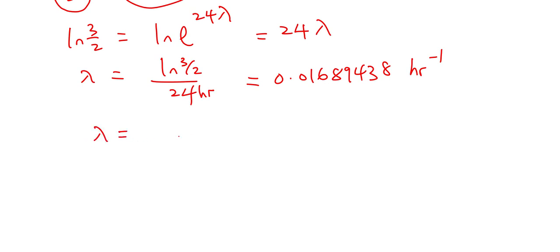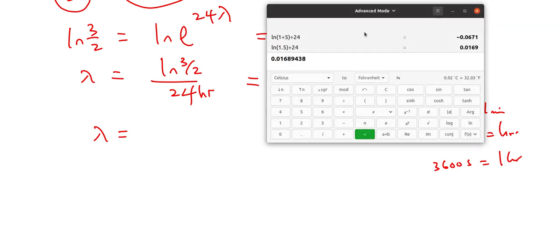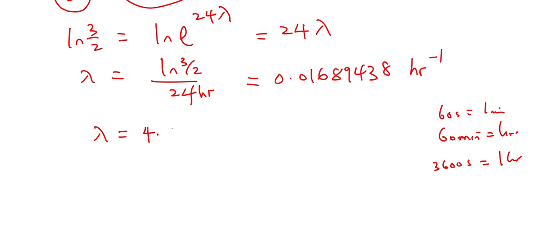We can definitely convert this to per second. So we divide through by 3,600 seconds, because 60 seconds make 1 minute, 60 minutes is 1 hour, so 60 times 60, which is 3,600 seconds, is 1 hour. So we divide this value by 3,600 so that we can get the answer in per second. That will be 4.693 times 10 to the power minus 6 per second. So that's your decay constant.